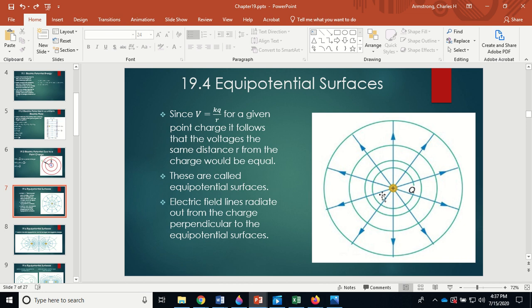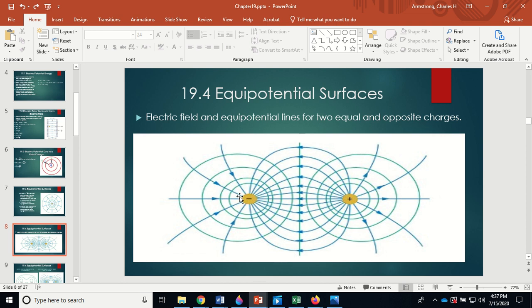So the electric field lines are perpendicular to the equipotential surfaces. The electric field lines radiate out from the charge perpendicular to the equipotential surfaces. Now here are some examples. This is something you would have done in the lab. I think at the end of chapter 18, I had what looks like what you would have done in the lab.